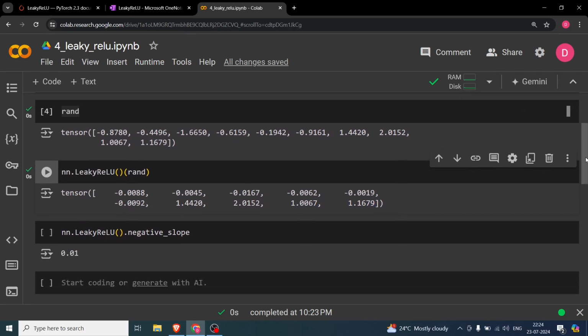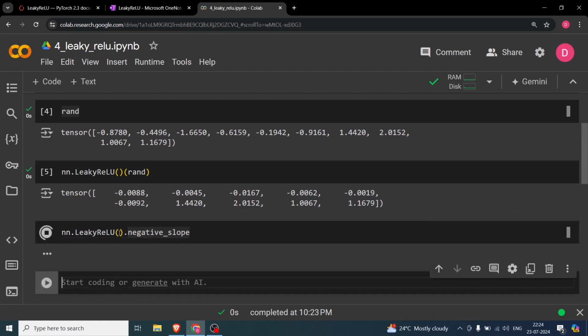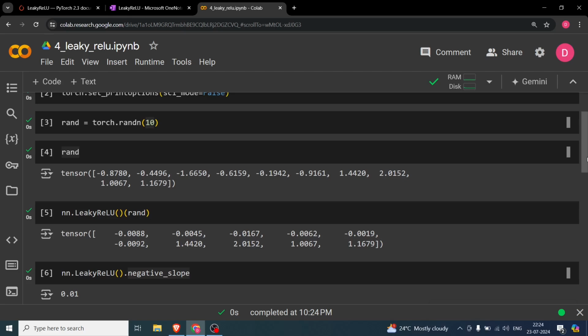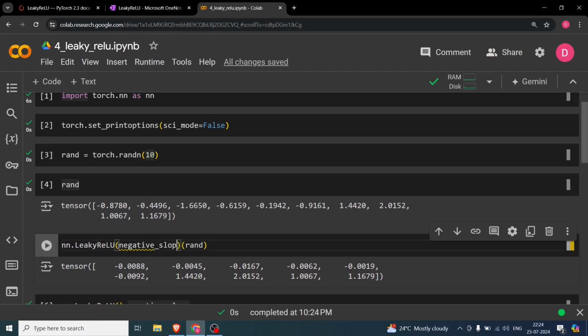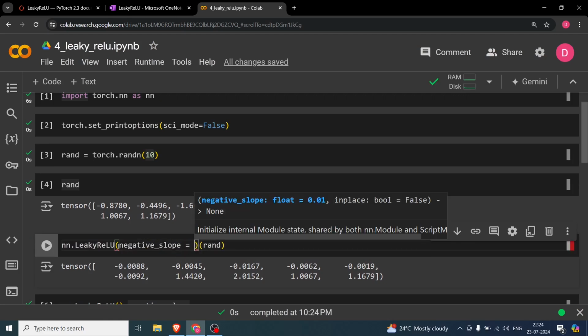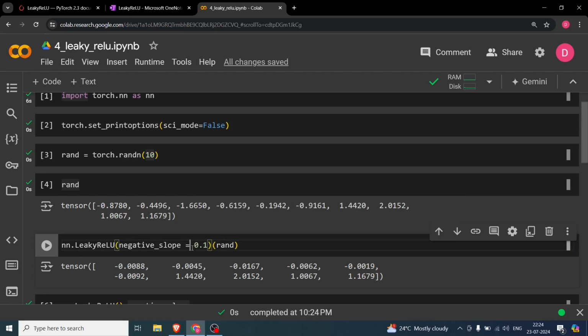Now if you want to verify sometimes what the negative slope is, you can just say nn.LeakyReLU.negative_slope. It's going to give you that. Now let's say I don't want the default negative_slope. I want to reduce that number, or let's say increase that number. I want to multiply it by 10. So I'm going to say negative_slope equal to 1.0.